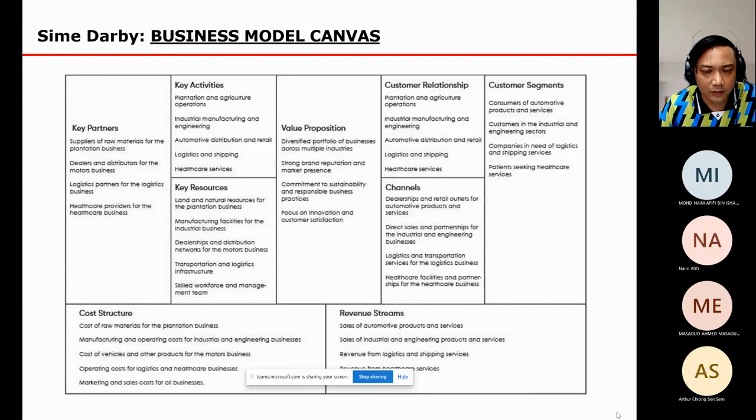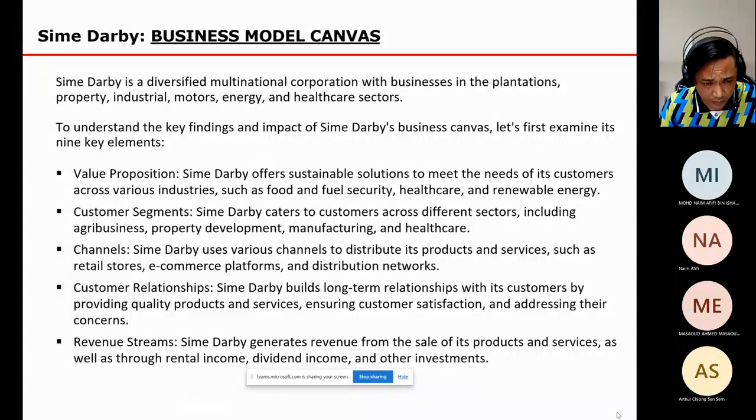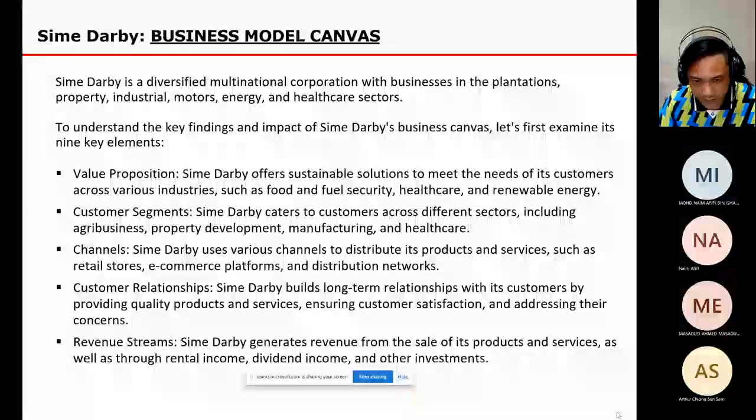Next we move to the value proposition pillar. That's Sime Darby's diversified portfolio of businesses across multiple industries, which come from plantations, motors, logistics, and of course healthcare. They have a strong brand reputation and market presence, and their commitment to sustainability and responsible business practices, and also their focus on innovation and customer satisfaction, become the value proposition for Sime Darby.